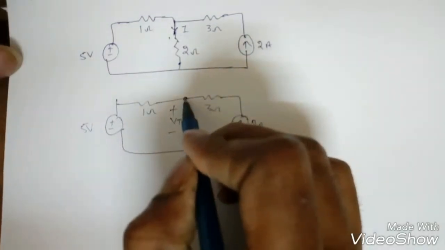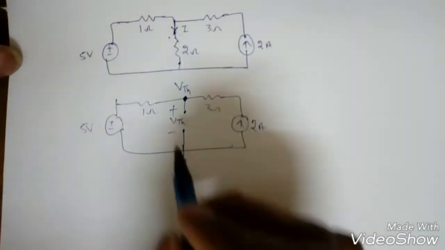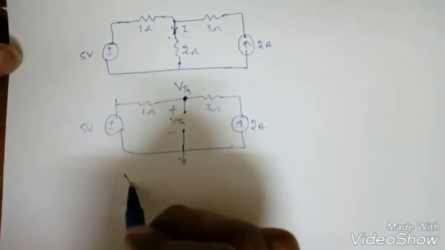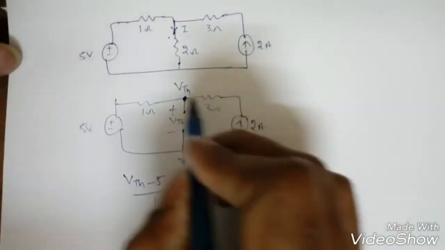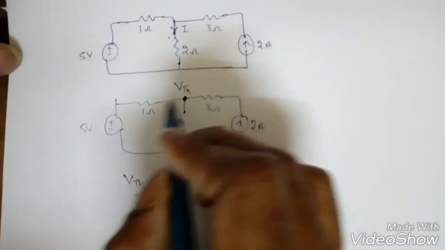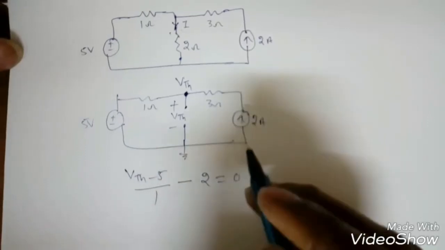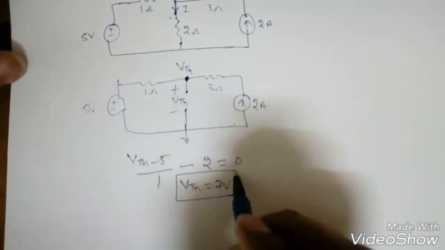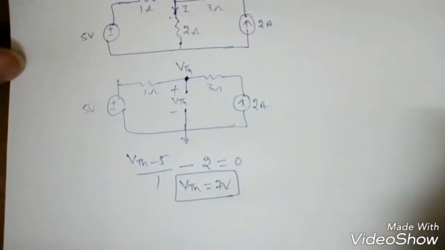See, at this node, this is the grounded, so it is nothing but VTH. If I apply nodal analysis or KCL, VTH minus 5 by 1, see, this current is incoming. If I assume this is, we assumed as outgoing, so this is minus 2 is equal to 0. What is VTH? Simply 7 volt, right? Now how to find RTH?